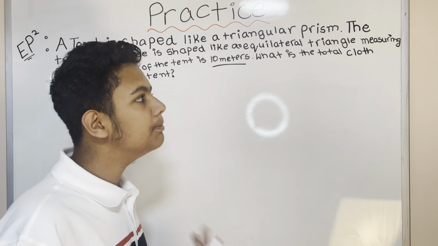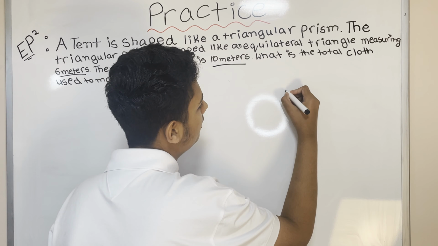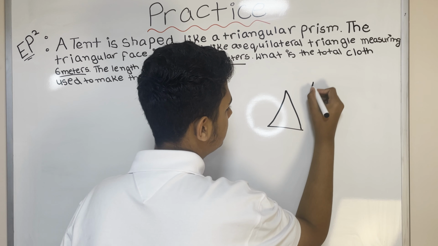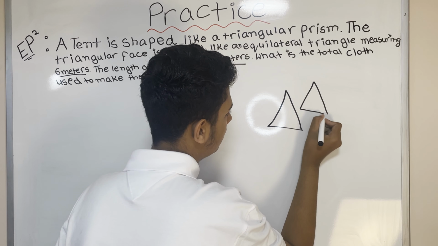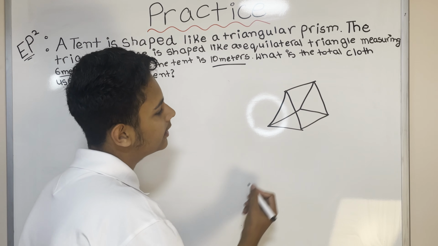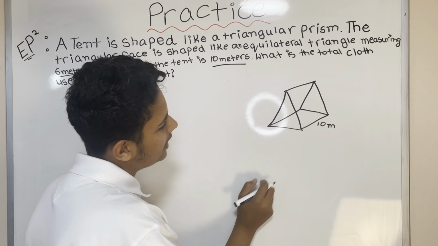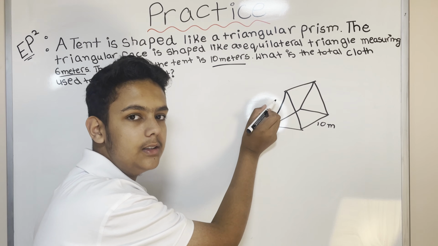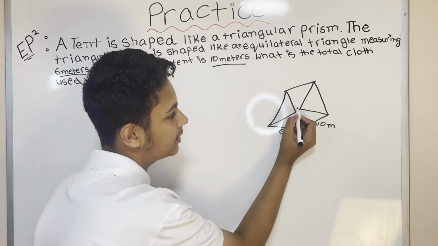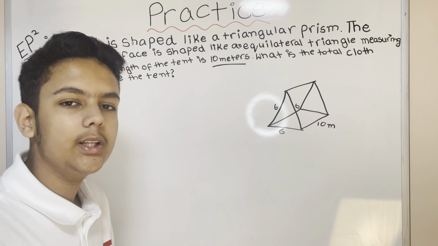But let's first make the shape so that we can visualize it better. So if we have a triangular prism, something like this, this is our triangular prism, and then our length is given 10 meters, and these sides of the triangle are equilateral, so all of them are the same. If one is 6, all of them are going to be 6, same as the back triangle, because they are all equilateral.